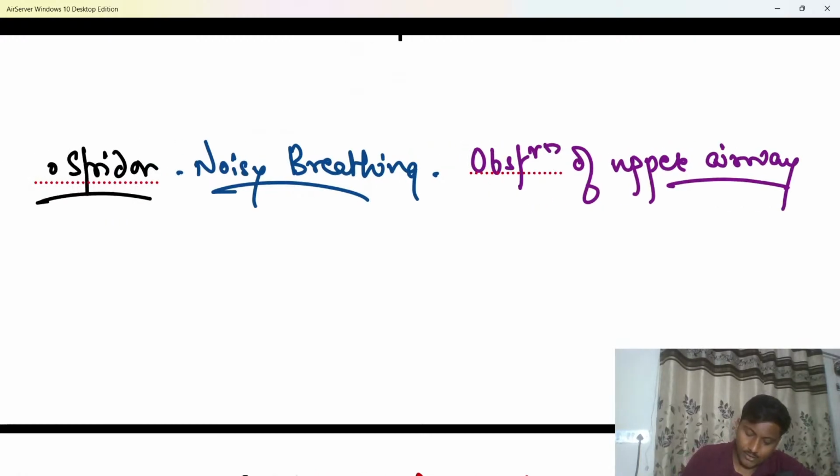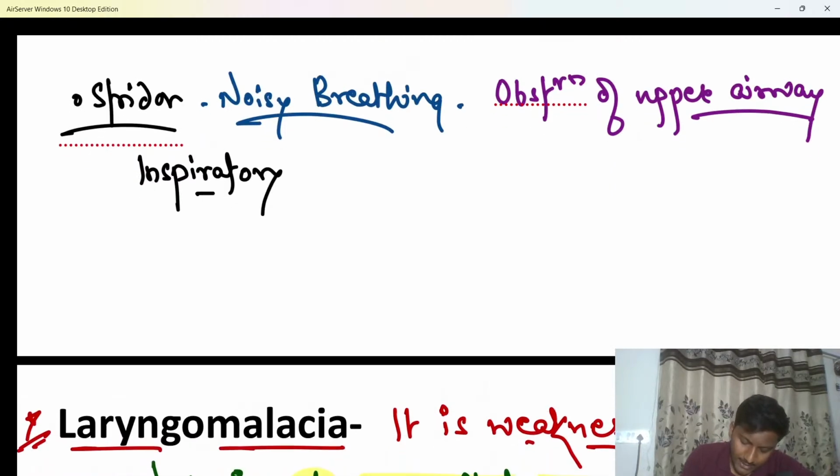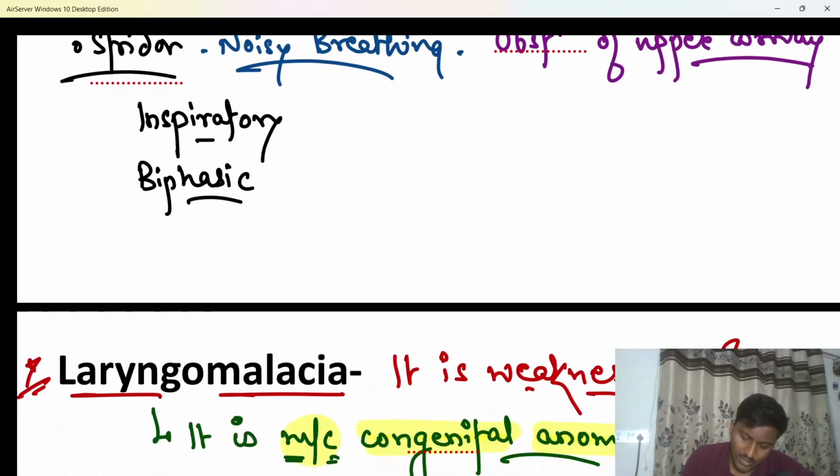Okay, so that is important. Now there are three types of stridor I told you. One is definitely inspiratory stridor, when the voice or the noise only comes during inspiration. Second is definitely a biphasic stridor, when noise comes during inspiration as well as expiration. And third is an expiratory stridor, when the noise only comes during expiration.